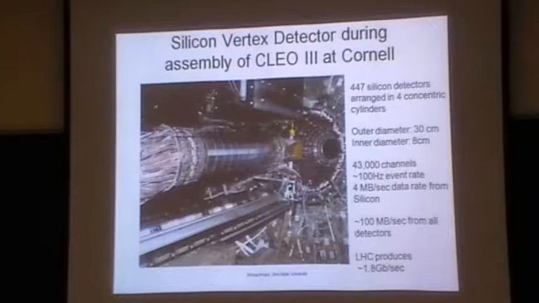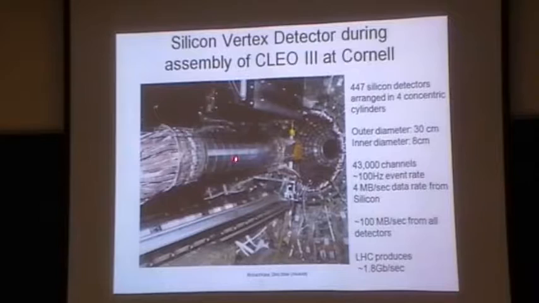This is the CLEO 3 vertex detector at the Cornell Electron Positron Collider. And can you see each one of these little rectangles there? It's one of those silicon strip detectors that I just showed you. So they come in ladders, strip of them like this, strip of them like this. There's actually 4 concentric cylinders. You only see the outside one here.